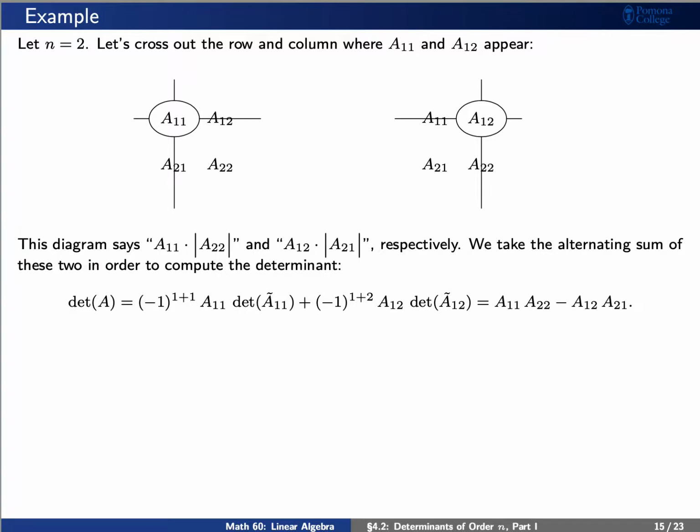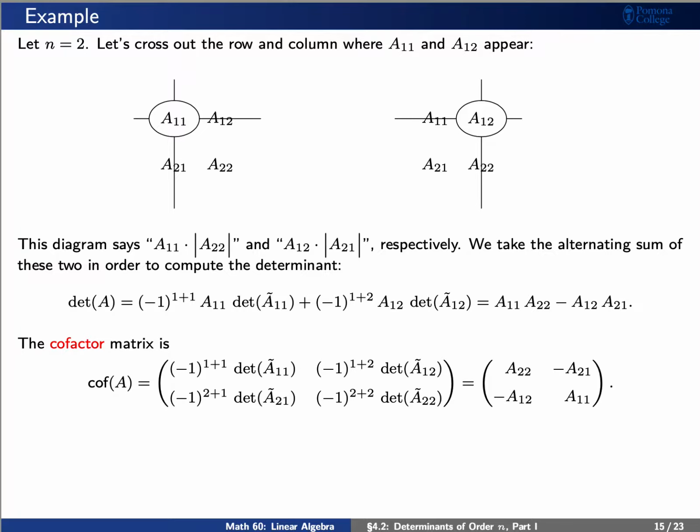That is, it's plus A11 times the determinant of A11 tilde minus A12 times the determinant of A12 tilde. If you recall, this was the recursive definition of our determinant. But looking at the diagram above, we see that this is the same as A11 A22 minus A12 A21. So our rather strange looking definition from the previous slide really is just the same definition that we've introduced all along. Now let's take a look at the cofactor matrix.